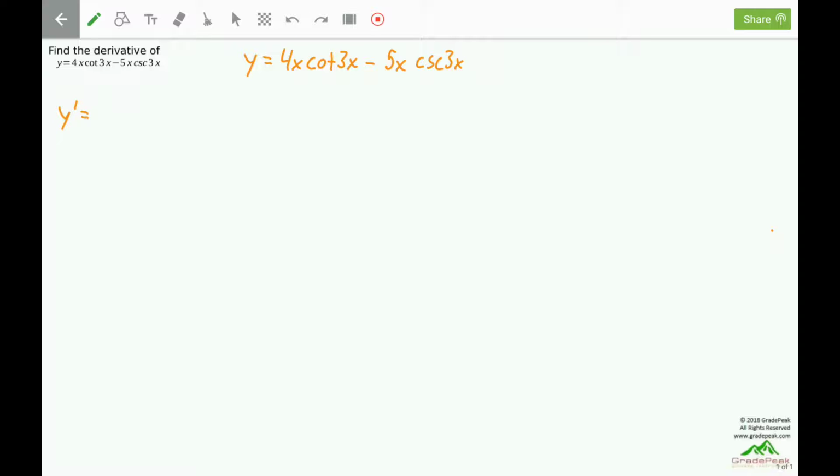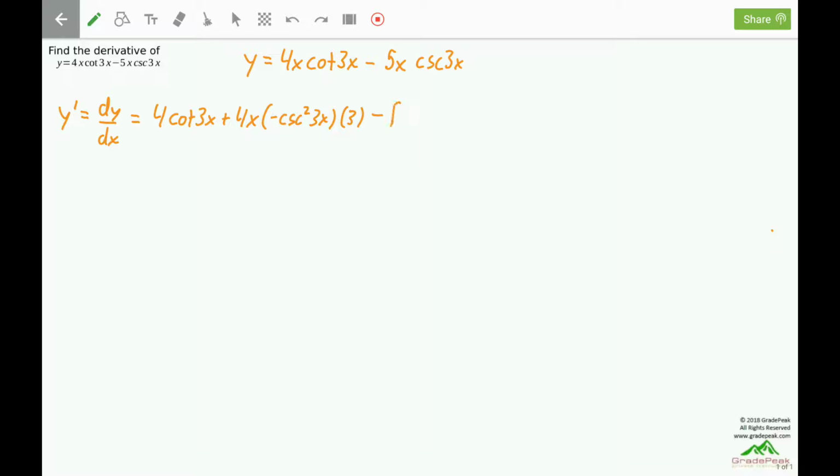The derivative, y prime, which can also be called dy dx, we'll start with the derivative of the first term, which is a product rule of those two. So, derivative of 4x, which is 4, times the cotangent 3x left alone, plus the 4x left alone times the derivative of the cotangent, which is negative cosecant squared. Leave its inside alone, but then multiply by the derivative of the inside to complete the chain rule for that.